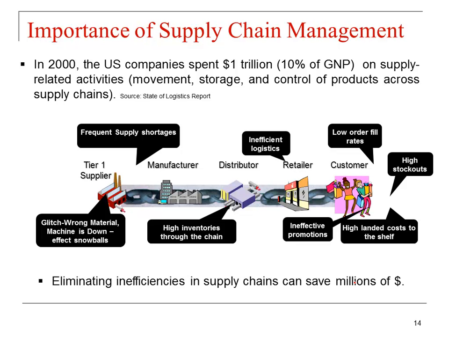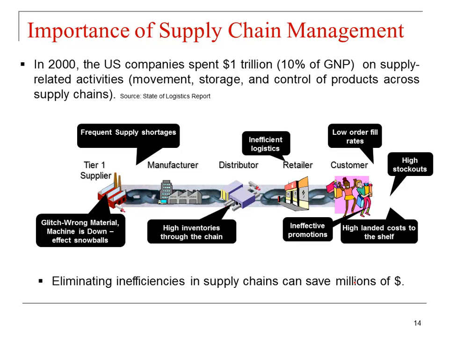So another slide to illustrate the importance of supply chain management. In 2000, U.S. companies spent $1 trillion, again 10% of the gross domestic product, on supply-related activities: movement, storage, and control of products across supply chains. This is coming from the State of Logistics report. So the idea is we want to eliminate the inefficiencies occurring in the supply chains in order to save those costs that can be saved.